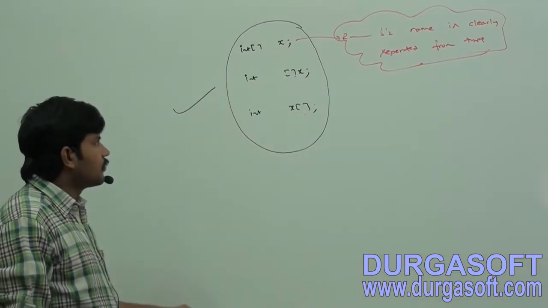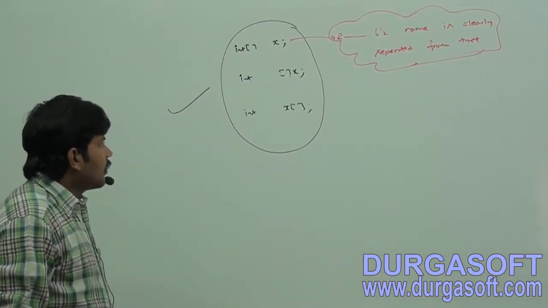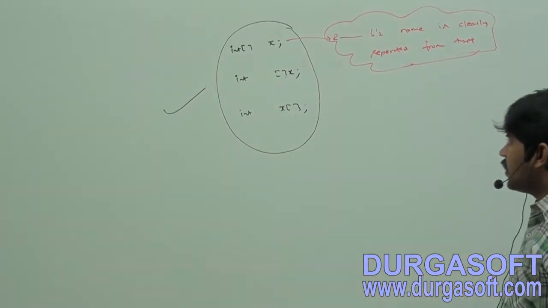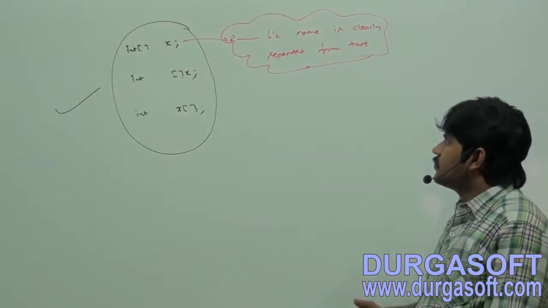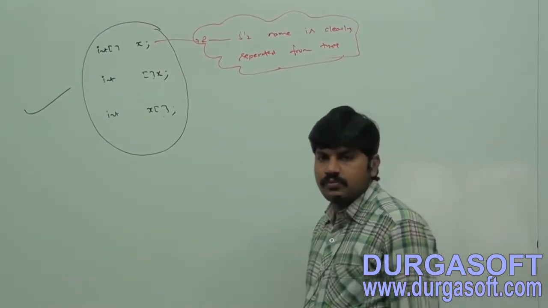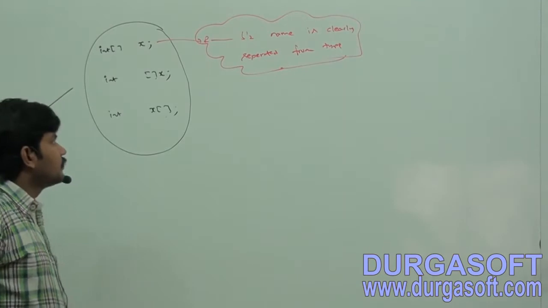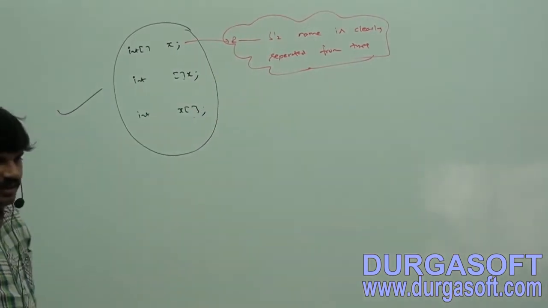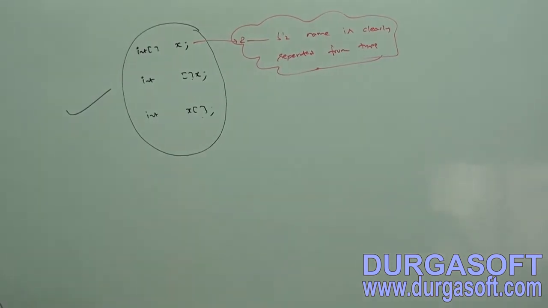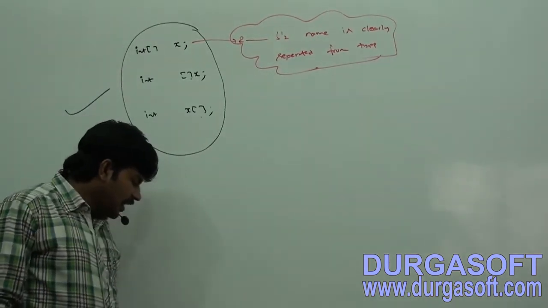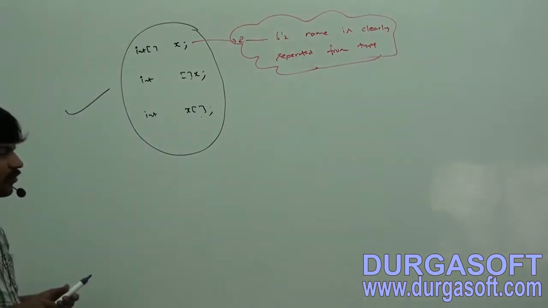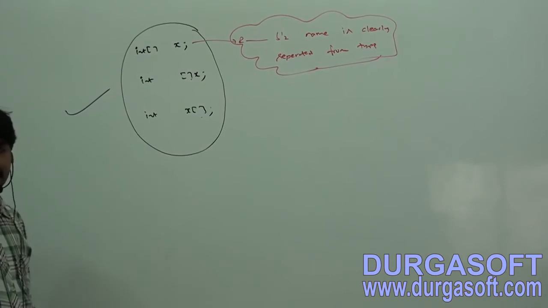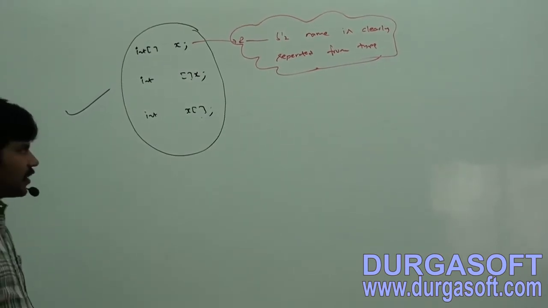Take first, int array x. Here, int array is recommended because the name is clearly separated from the type. Name is clearly separated from type.